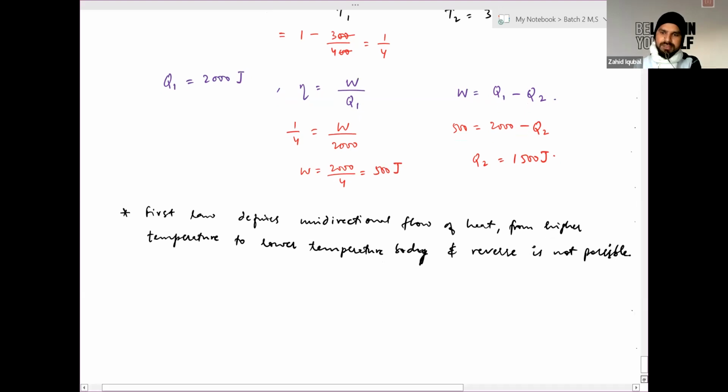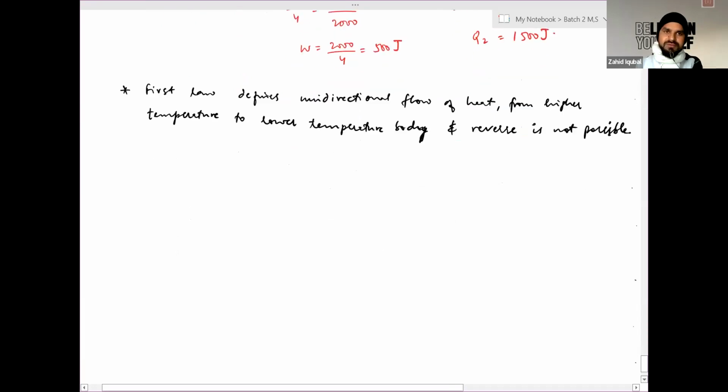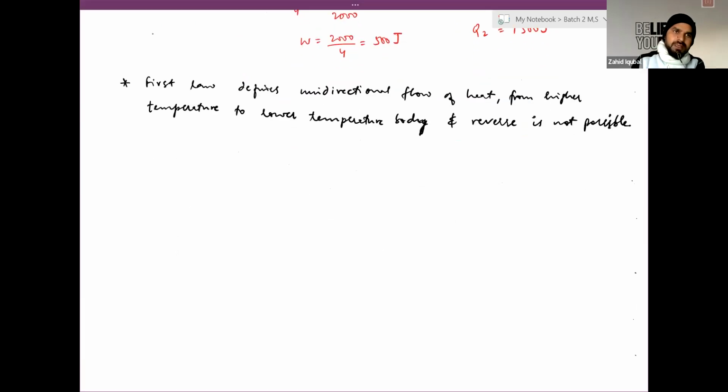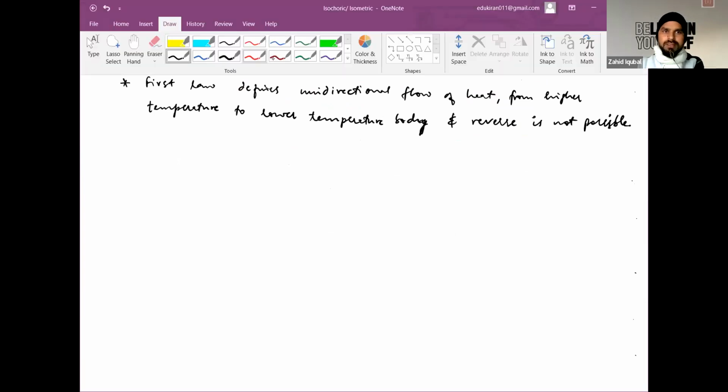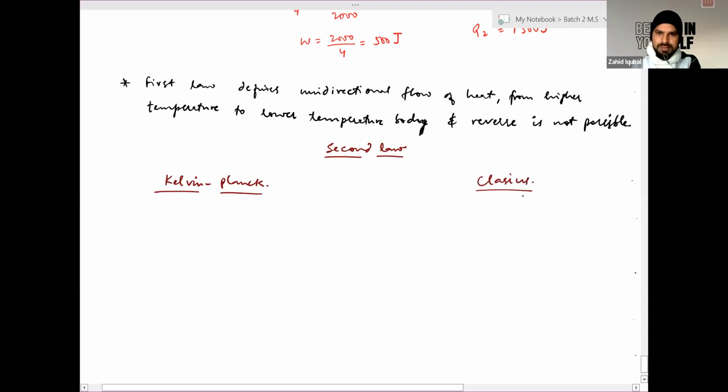Then we define second law, for which we have two different statements. One is Kelvin-Planck statement, and the next is Clausius statement. So next is second law of thermodynamics. First is Kelvin-Planck statement, and second is Clausius statement.